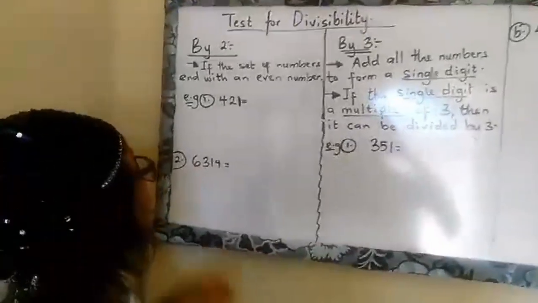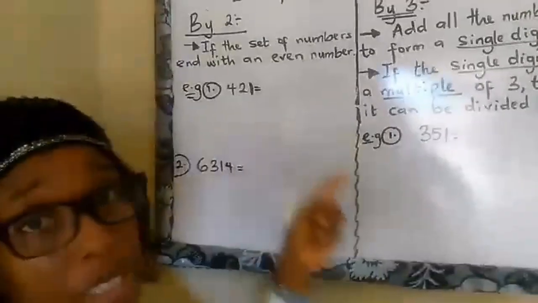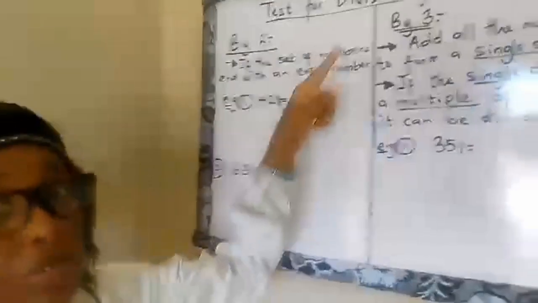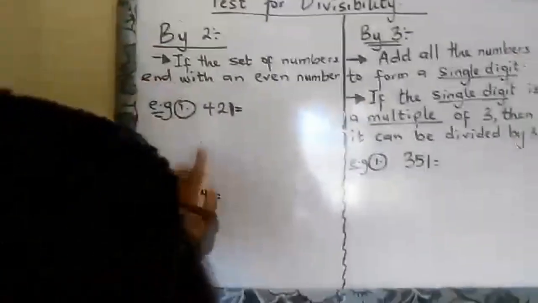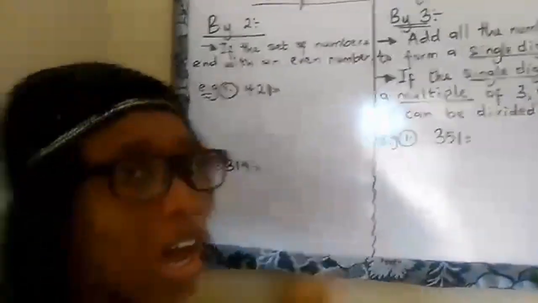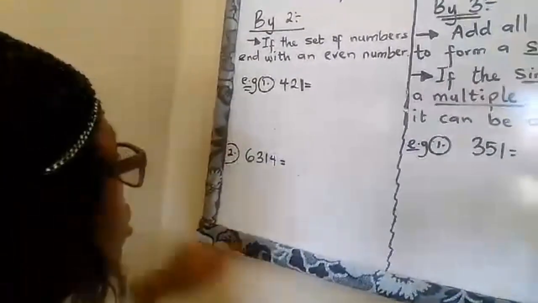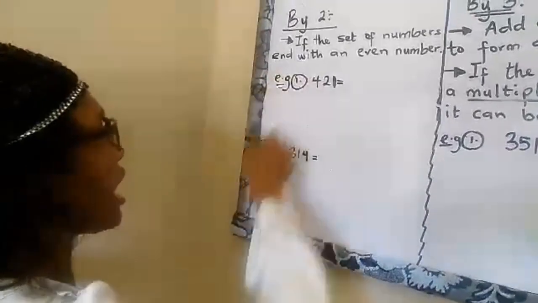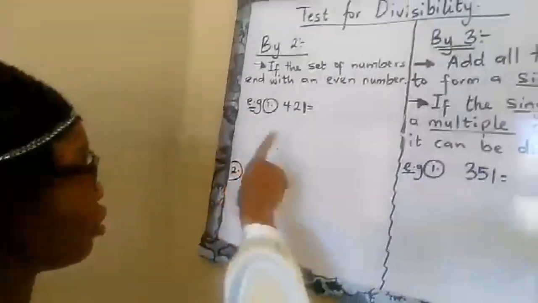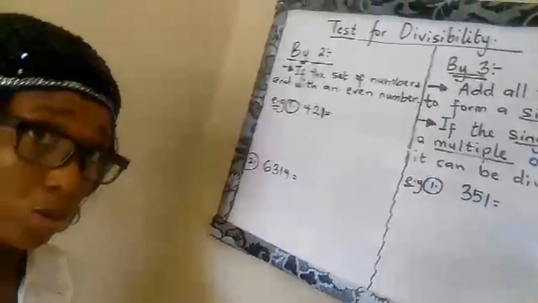So today we are looking at tests for divisibility in mathematics. Now how can you know if a number can be divided by 2? By just looking at 421. How can you tell if this number can be divided by 2 without remainder? Now to know if a number can be divided by 2 without remainder, you check if the last digit is an even number or an odd number.